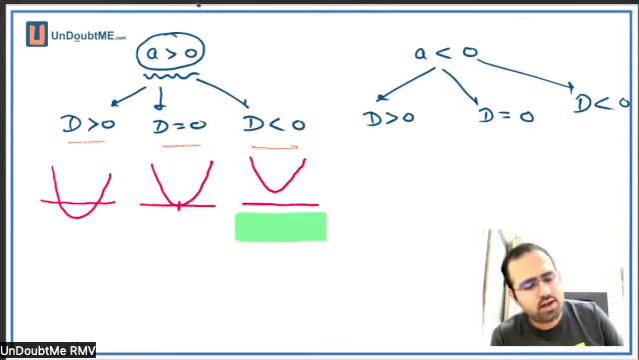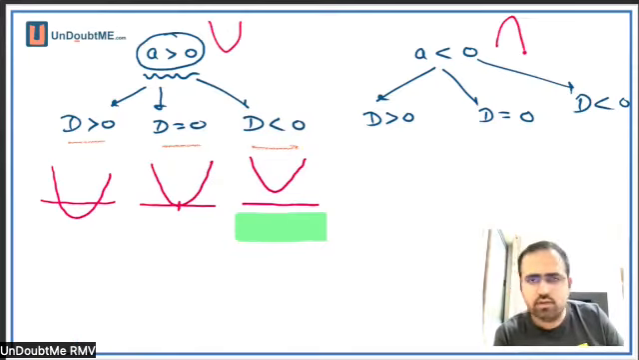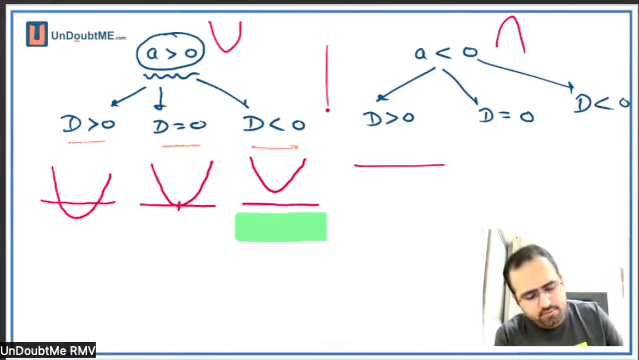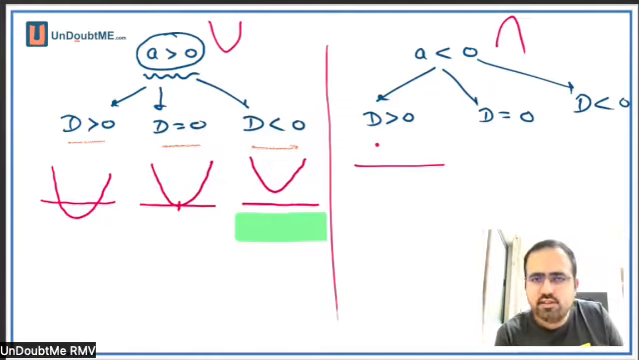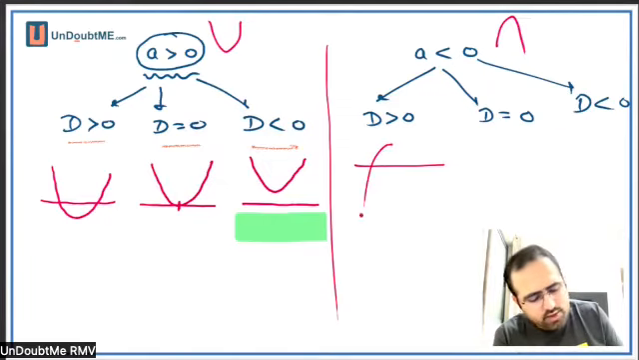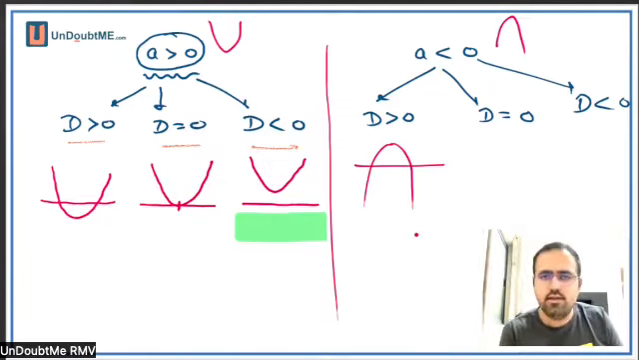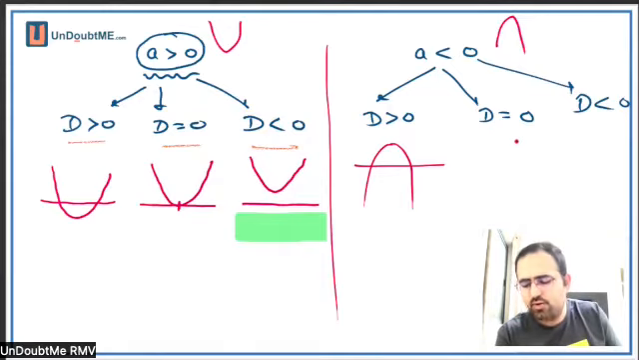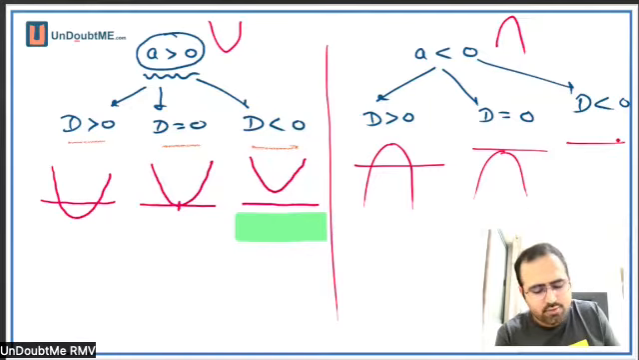The next three cases are for a negative. So a negative are the types of parabola which are downward parabola. So it is very obvious that when D is positive, it means there will be two distinct roots, so the graph will be like this. It will cut the x-axis at two different points. When D equals 0, the graph will be like this. And when D is negative, the graph will be like this.